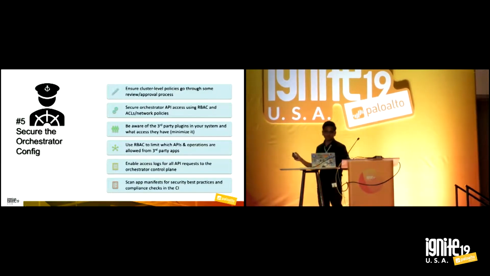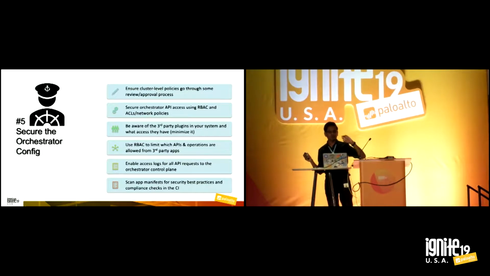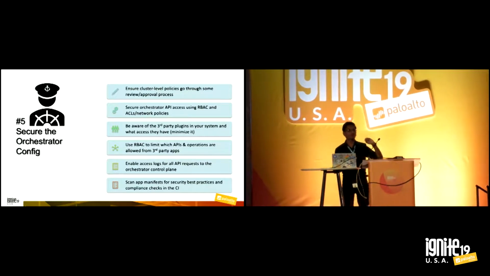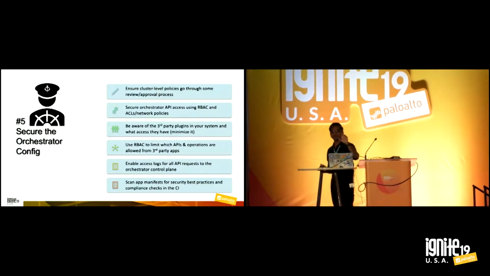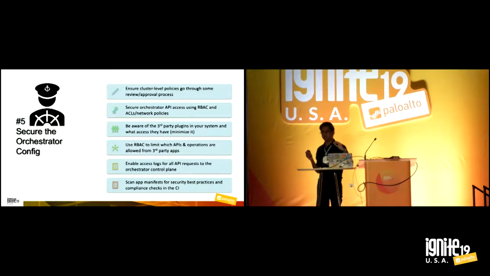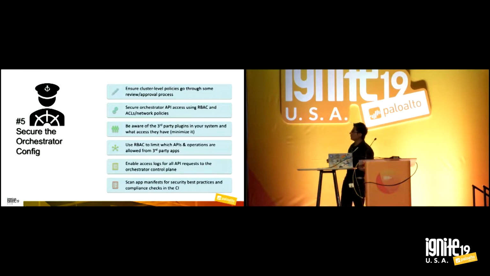You should also secure the orchestrator APIs themselves. So if you're using Kubernetes, not everyone has access to the APIs. And if they do, you should create granular policies on what they can do. Kubernetes has a thing called RBAC, role-based access control. You can specify which user can do what kind of operations on what objects.